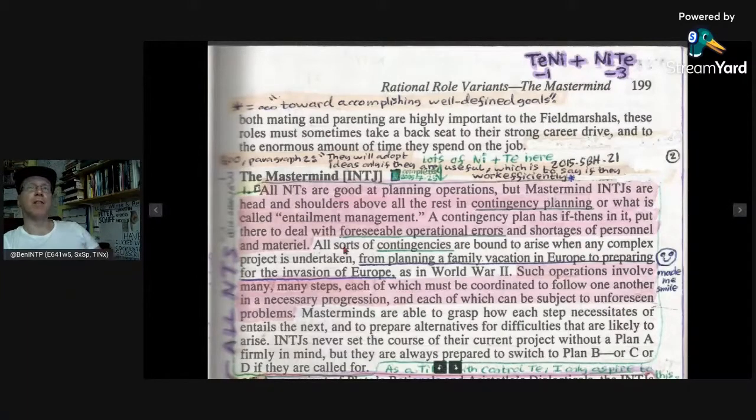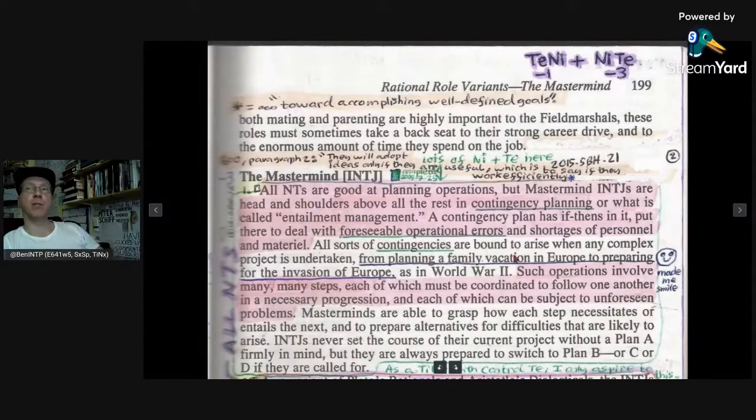If we just look at this and consider which functions this intelligent role, this social role, is drawing on: All NTs are good at planning operations, but mastermind INTJs are head and shoulders above the rest in contingency planning and what is called entailment management. A contingency plan has if-thens in it, put there to deal with foreseeable operational errors. Foreseeable, so you're going into the future. The key theme of NI and the shortages of personnel and material. So then you start getting into practical thinking.